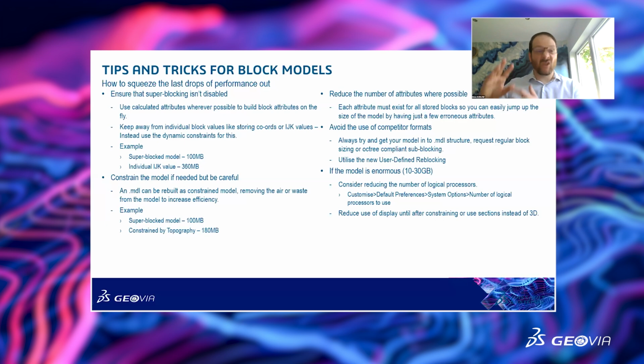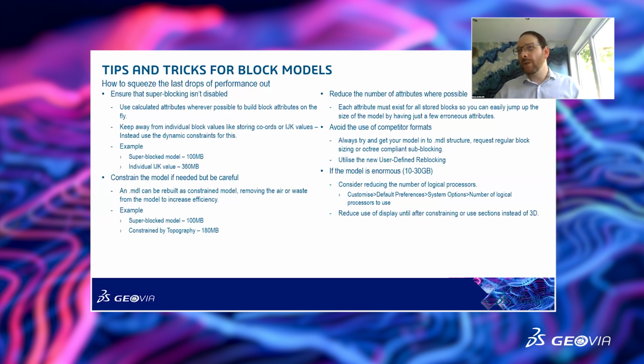Coordinates are stored in the background. You can inquire those as you need to. But don't store them explicitly as an attribute within the model, else you're going to disable super blocking everywhere. And if you disable super blocking, your model size is going to increase quite a lot. To give you an idea of what that looks like, if you've got a super block model that's running at about 100 meg, if you go and drop in that individual IJK value like I did, it's going to jump that block model size up to about 360 meg. That's on my example data set that I was showing you there. It will be a lot more impactful on bigger data sets with more attributes inside them.